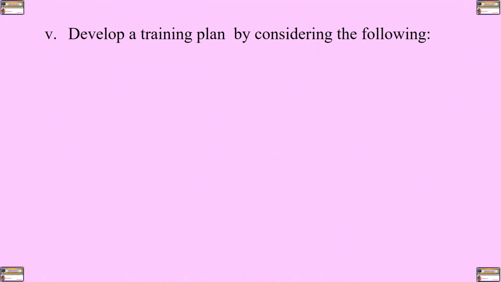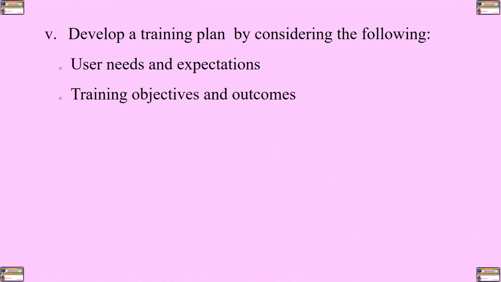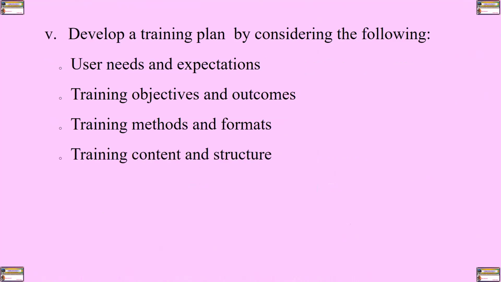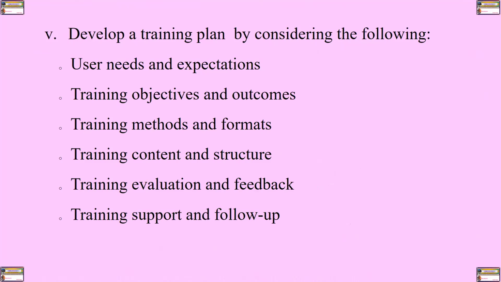Then develop a training plan by considering the following. Number one, the user needs and expectations. Number two, the training objectives and outcomes. Number three, the training methods and the formats. Number four, training content and structure. Number five, training evaluation and the feedback. Number six, training support and the follow-up.